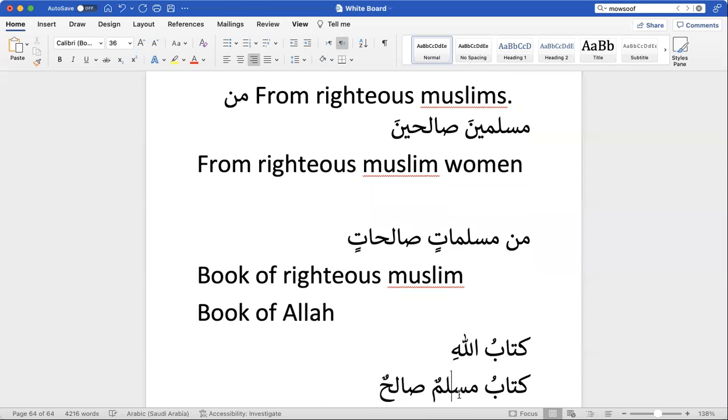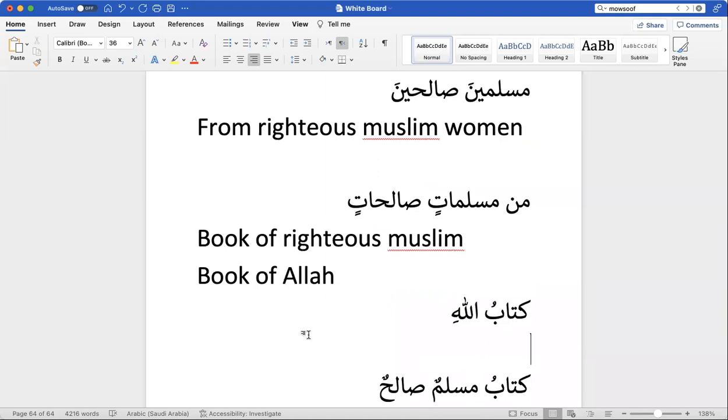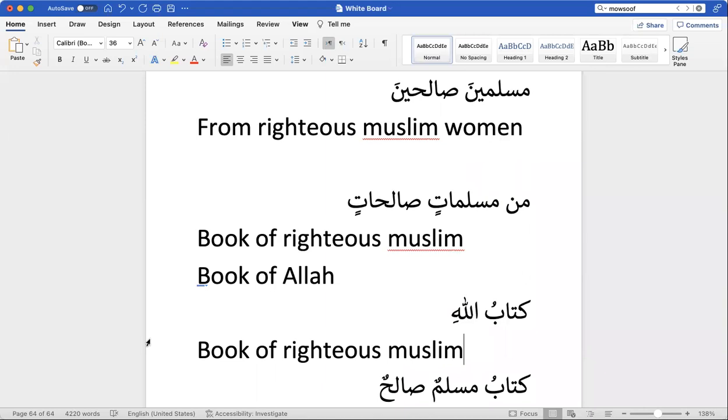Now, I gave you an example here. Book of Righteous Muslim. So which one is mudaf here? In this English fragment, which one is mudaf and which one is mudaf ilay?